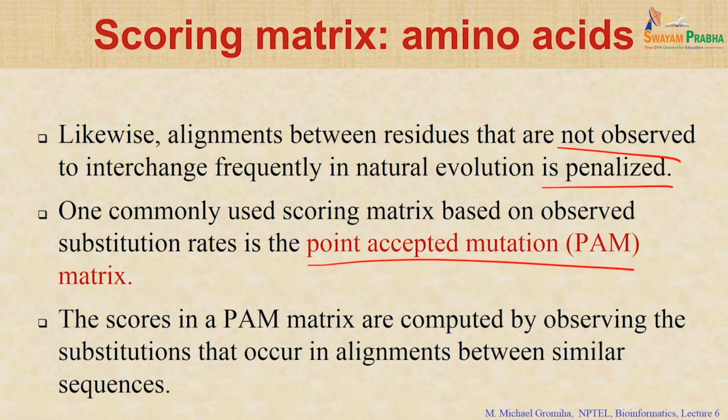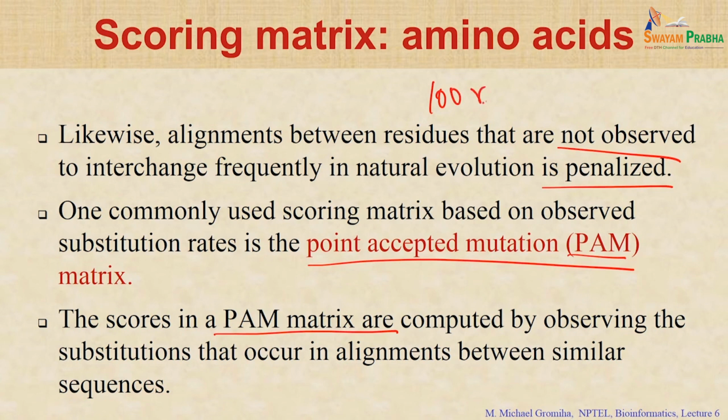What is the PAM matrix? They derive scores on the basis of how frequently a mutation occurs. PAM stands for point accepted mutation matrix. You can derive a PAM matrix from the substitutions that occur in alignments between similar sequences. If you have several pairs of sequences, some show 100% match, some 90% match, some 80% match. They use sequences with different matches, for example 90%, so we take all the sequences which have a similarity of more than 90%.